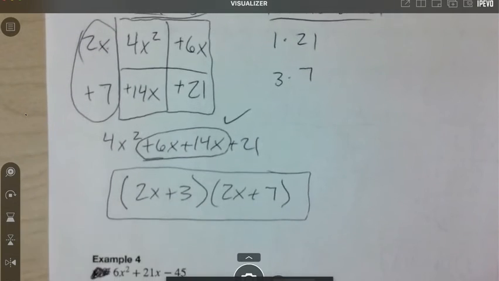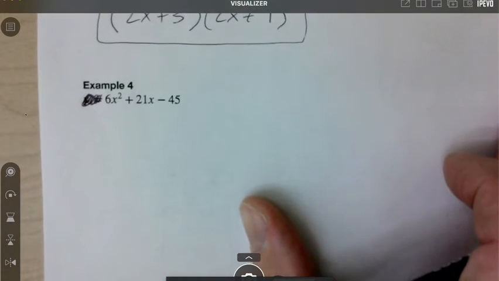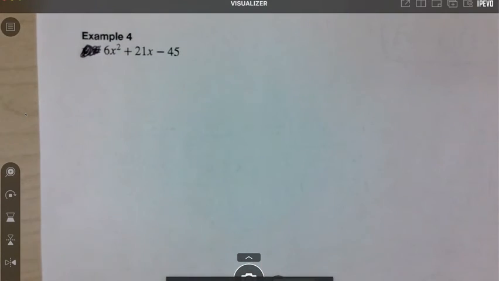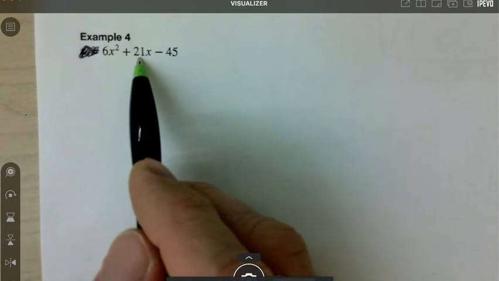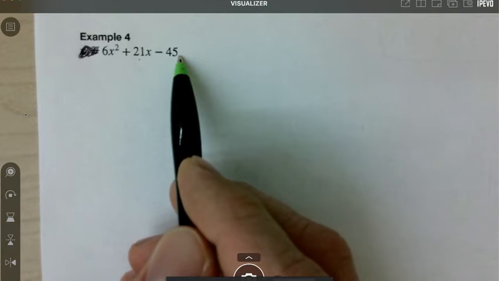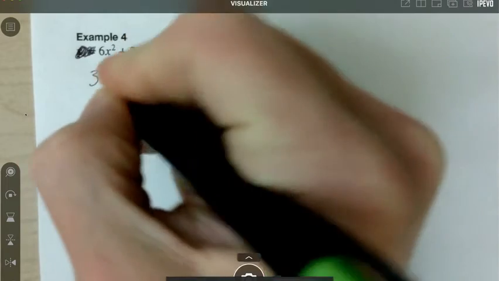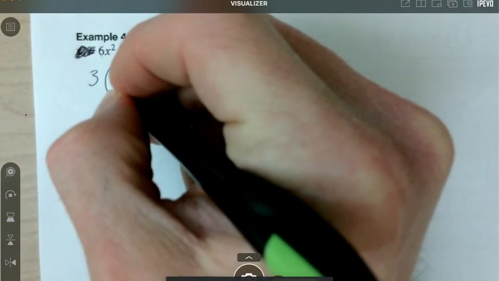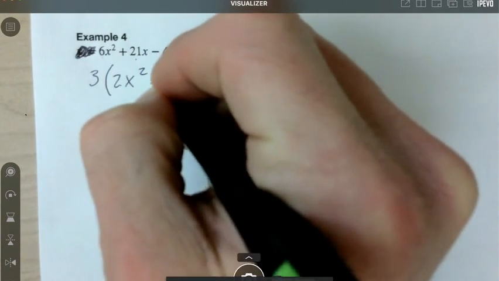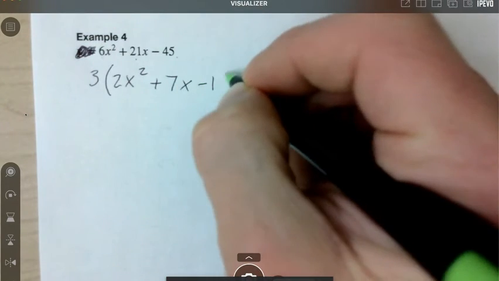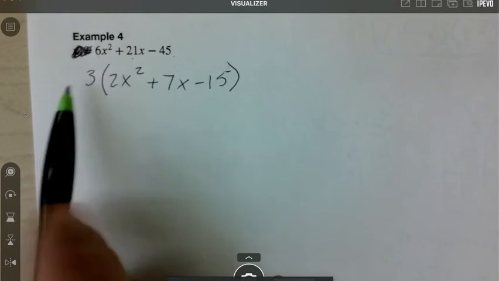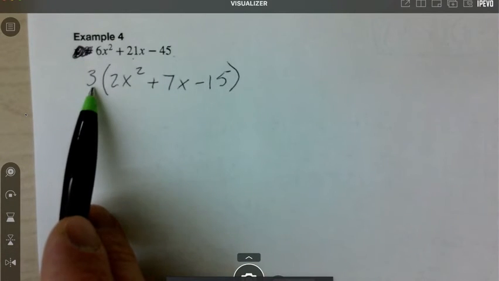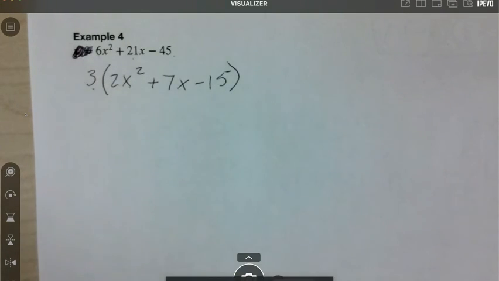All right, and finally, this is a case that combines everything we've done so far. I'd like to divide everything by 6, but 21 can't be divided by 6 and neither can 45. But turns out they can all be divided by 3. So sometimes I can't divide by the whole number in front, but I can divide by something smaller. So I could divide them all by 3. So I pulled the 3 out in front, and everything divided by 3, this is what's left.